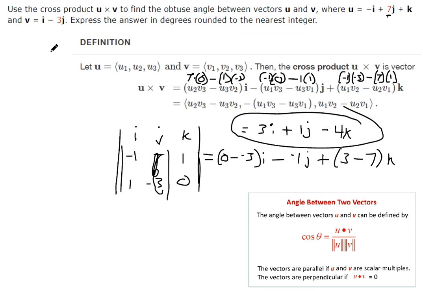So what we need is the angle between vectors. Use the cross product to find the obtuse angle between the vectors u and v. Let's see, we got the cross product. We know that that's going to be 90 degrees. One second here.